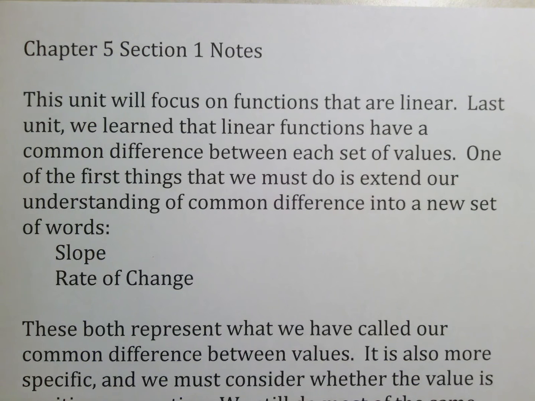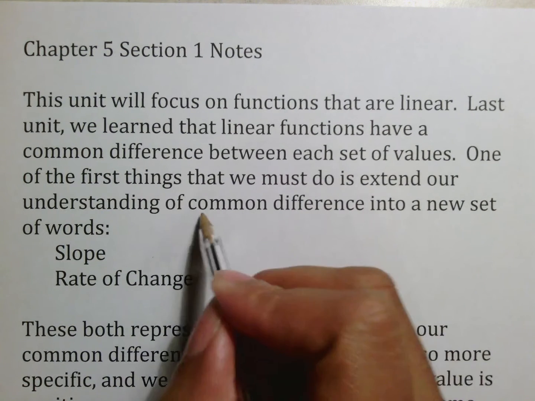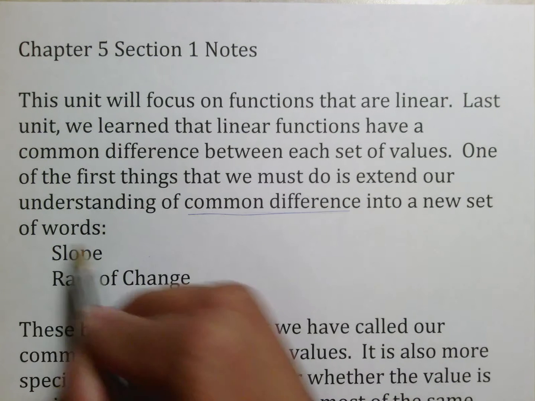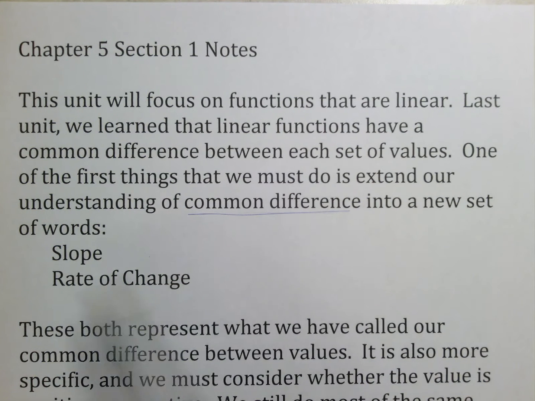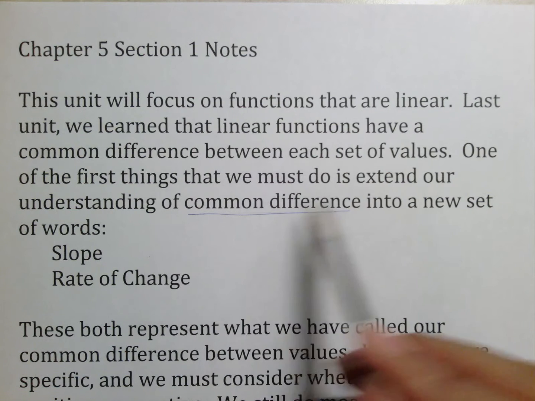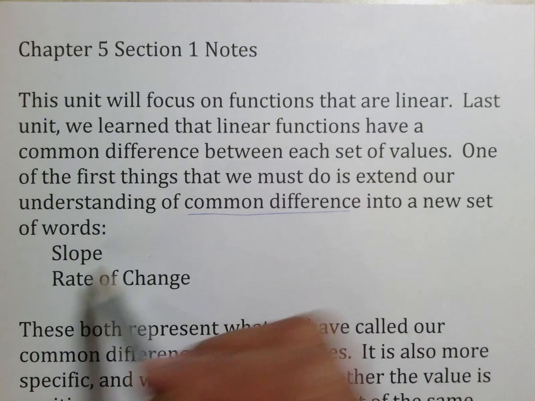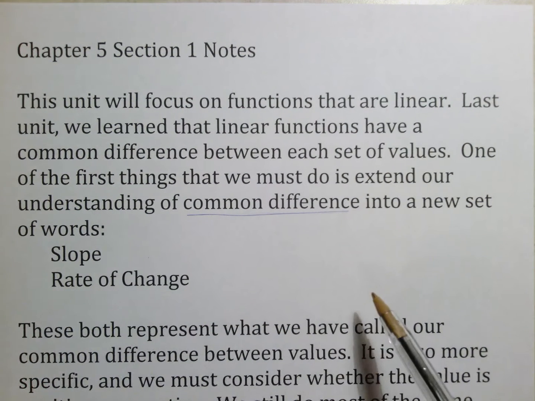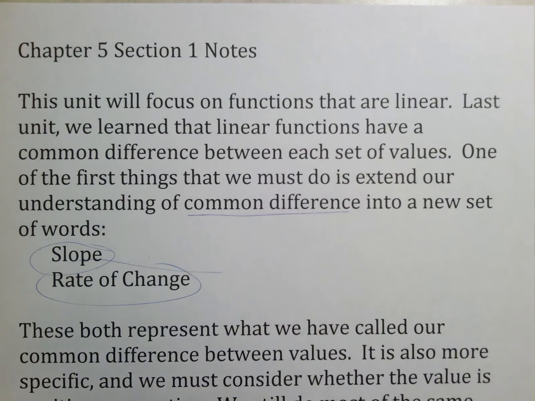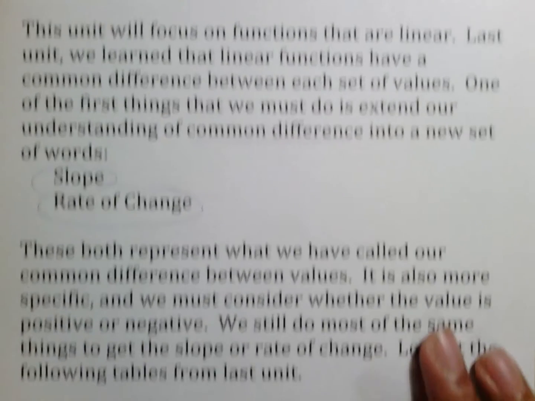One of the first things we have to do is extend our understanding of what we call a common difference into a new set of words. If you remember, we called it the common difference. The two words you're going to use instead of common difference in your linear functions are the rate of change and slope. So keep these two words down. Again, you might want to write down that slope and rate of change are the same thing as the common difference. That way you understand what we're talking about.